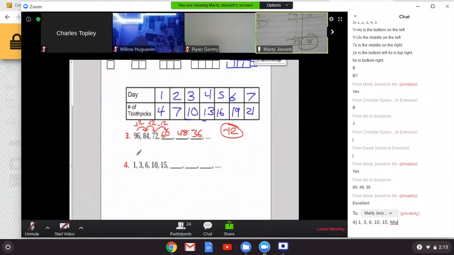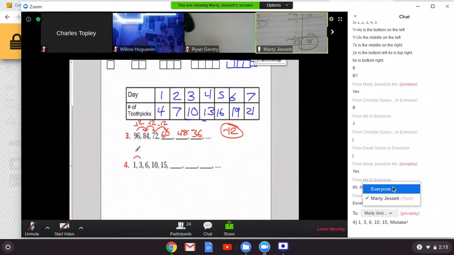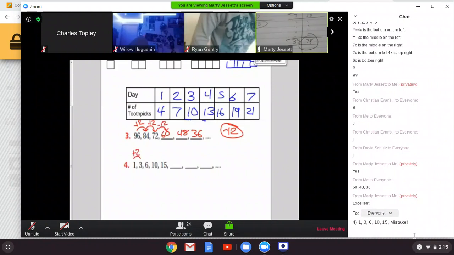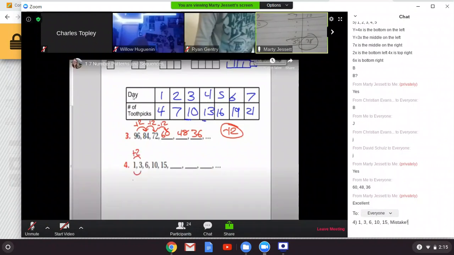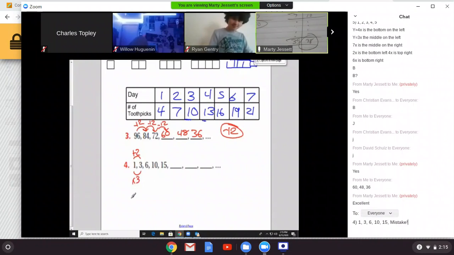All right, let's take a look at the next one. Now I'm going to look at how do I get from 1 to 3. Well, there's 2 ways. I can add 2, or I could also multiply by 3. So we need to keep going and see which rule continues to work. All right, so then from 3 to 6 is plus 3, and 3 to 6 is times 2.